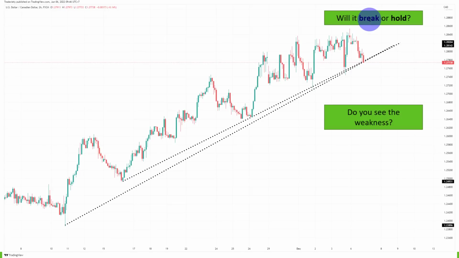What do you think about this one? Will it break? Will it hold? We're in a strong uptrend and we have two trend lines here, right? So two trend lines, does it increase the importance? Does it add more confluence? But what I would draw your attention to is the weakness. Do you see weakness here in the market? And we do have a price divergence.